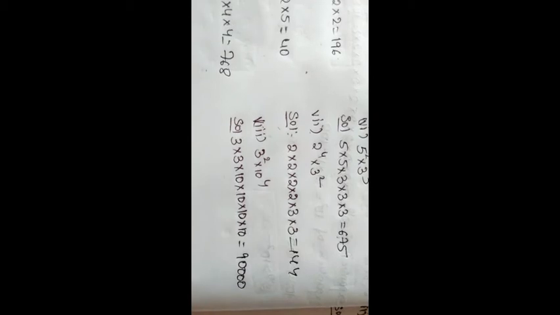2 power 4 into 3 square. 2 four times and 3 two times. 3 two times and 10 four times. 3 3s are 9. 10 4s are. So if you multiply these things, you will get an answer of 9000.